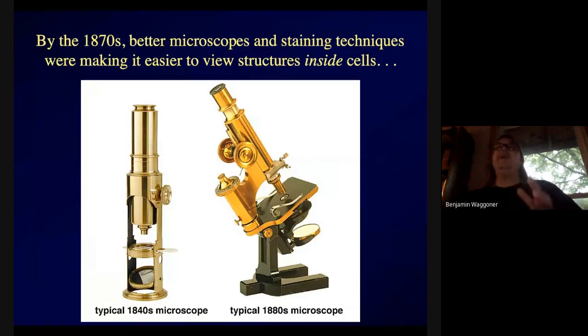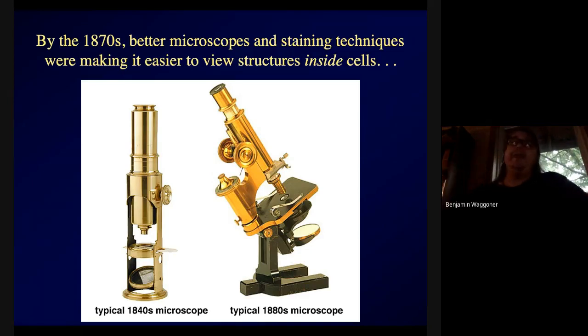By the 1870s, better microscopes were making it easier to see things inside cells. That 1840s microscope is fairly simple. By the 1870s, that microscope is just about as good as the one that we'd use in labs today, at least optically.